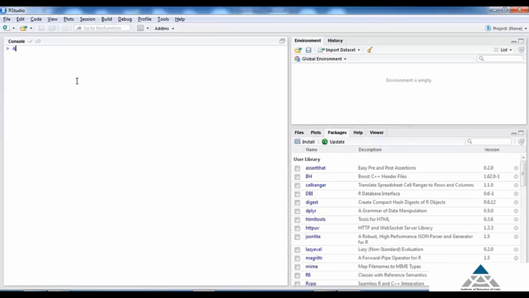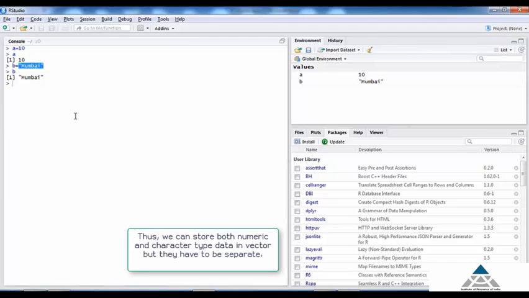Suppose we write A is equal to 10. This is a single value vector. We define B is equal to "Mumbai" and then execute it to see the value stored in it. This is also a single value vector. The difference between vector A and vector B is that vector A has numeric type data and B has character type data stored in it. Thus, we can store both numeric and character type data in vector, but they have to be separate. One vector cannot store both.